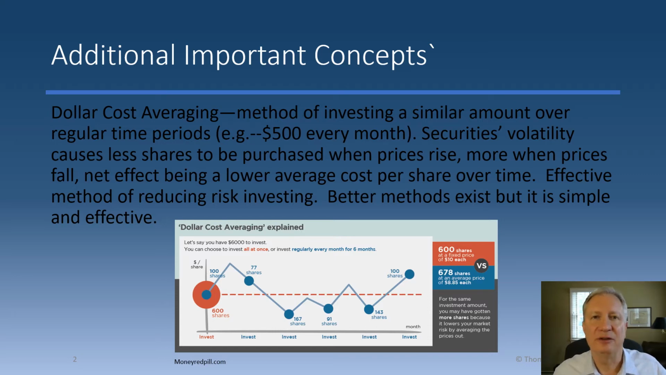If you have $10,000 to invest, you could put it all in the market at one point, or dollar cost average it by investing, say, $1,000 a month for 10 months. Better methods exist. Some researchers and academicians argue that if the market is generally going up over time, it makes more sense to invest in one lump sum. But the market does go up and down.